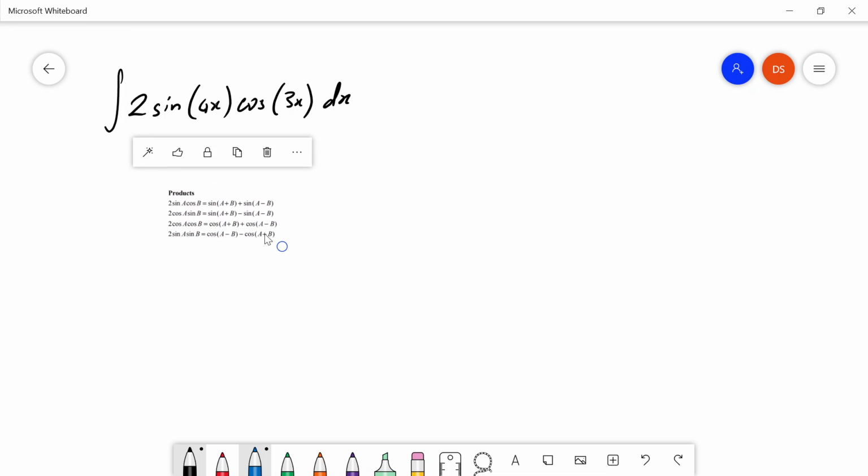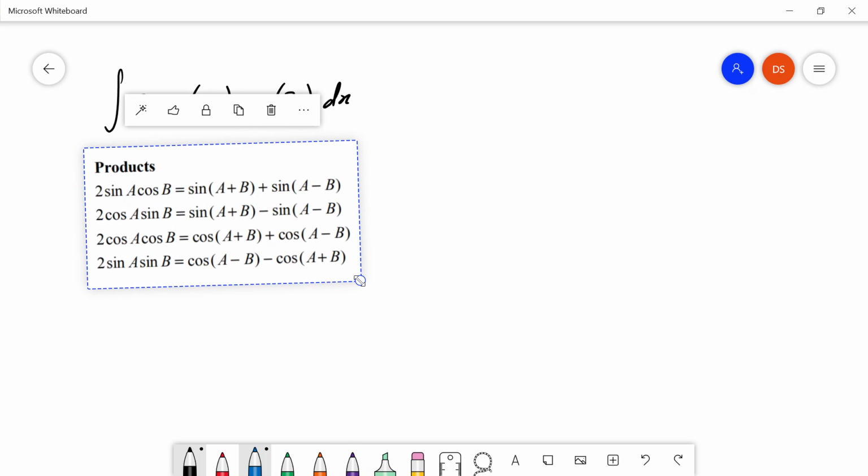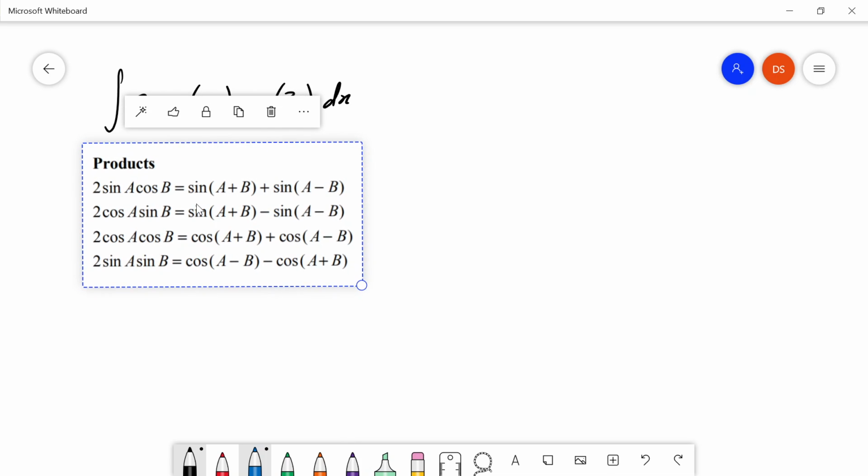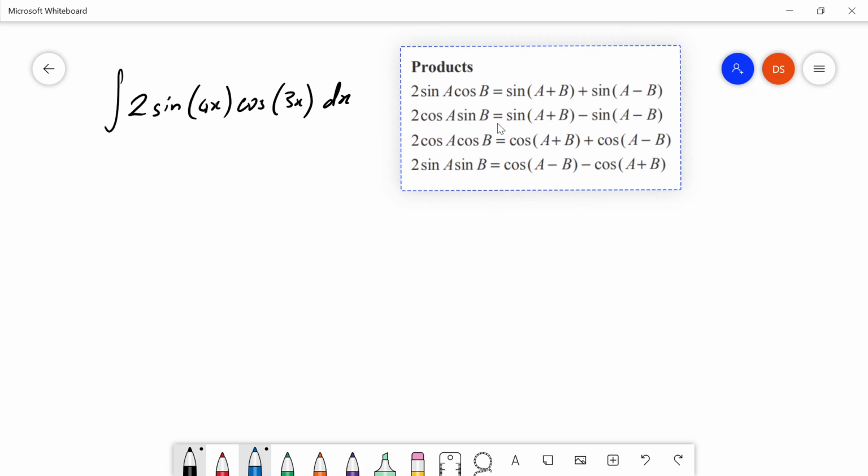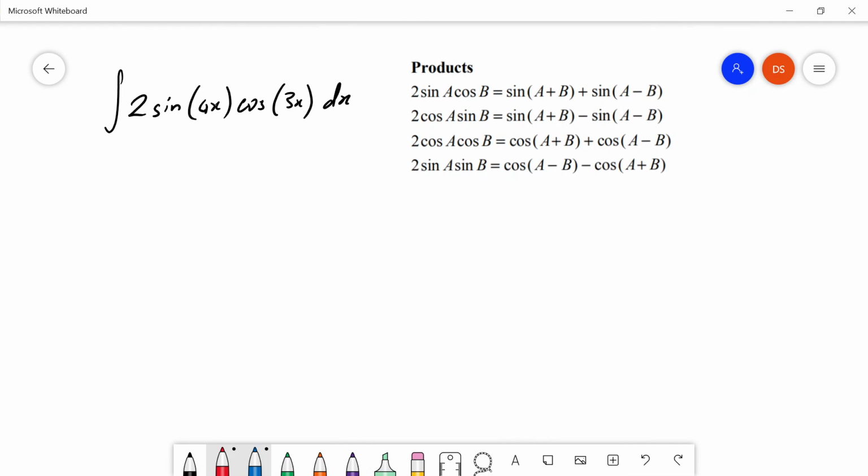So here are the products to sums formulas that we got in trigonometry. Now what we're going to try and do is use these. If you quickly have a look, this is in the form of 2 sine A cosine B, where this is A and this is B. Let's try to do the substitution before we do the integration. 2 sine A cos B goes to sine A plus B plus sine A minus B.